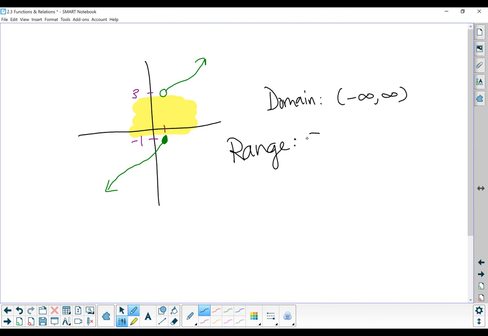So the range would be parenthesis negative infinity to negative 1 bracket, and then our second piece would be from 3 to positive infinity. And I was reading those numbers along, of course, the y-axis, because it is a range. So something like that, okay? So you may or may not have a union in either of those parts.